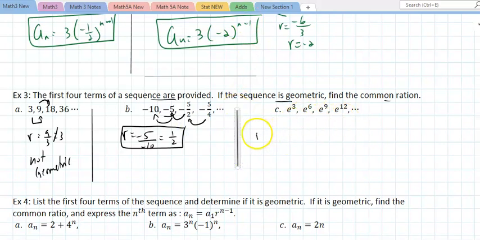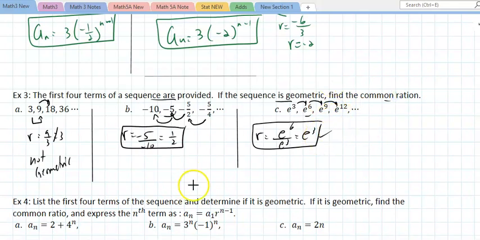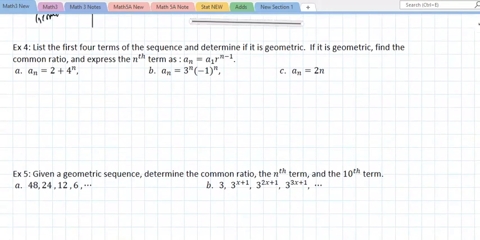And here, again, if this is geometric, you take any term divided by the previous term. That's e to the 6 minus 3, which is e to the 3. Let's see if that works. Multiply by e to the third, you add the powers, e to the 6. Multiply by e to the third, you add the powers, e to the 9. Multiply by e to the third, 9 plus 3 is 12. So it is. Otherwise, I'd cross that out and say no, it's not.